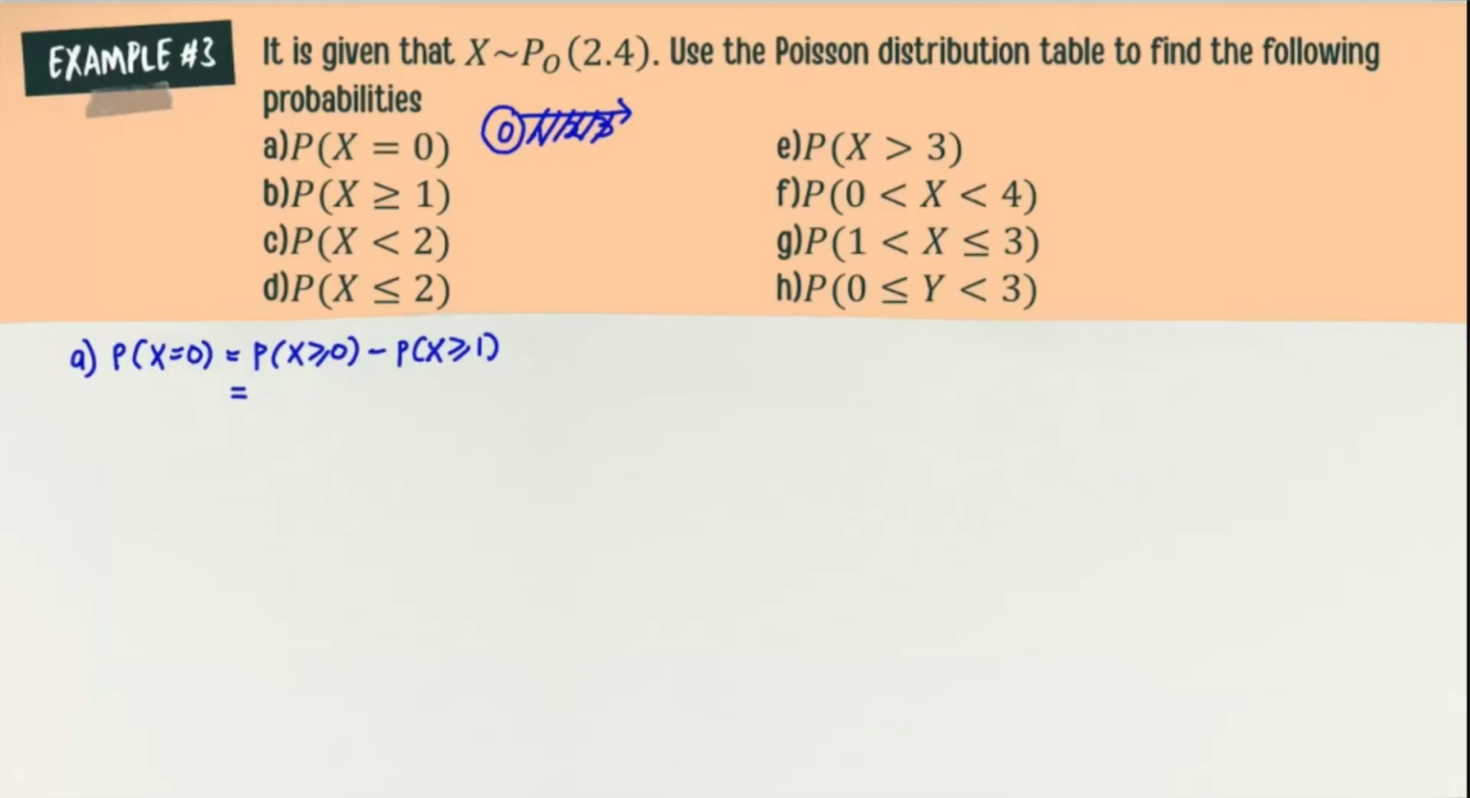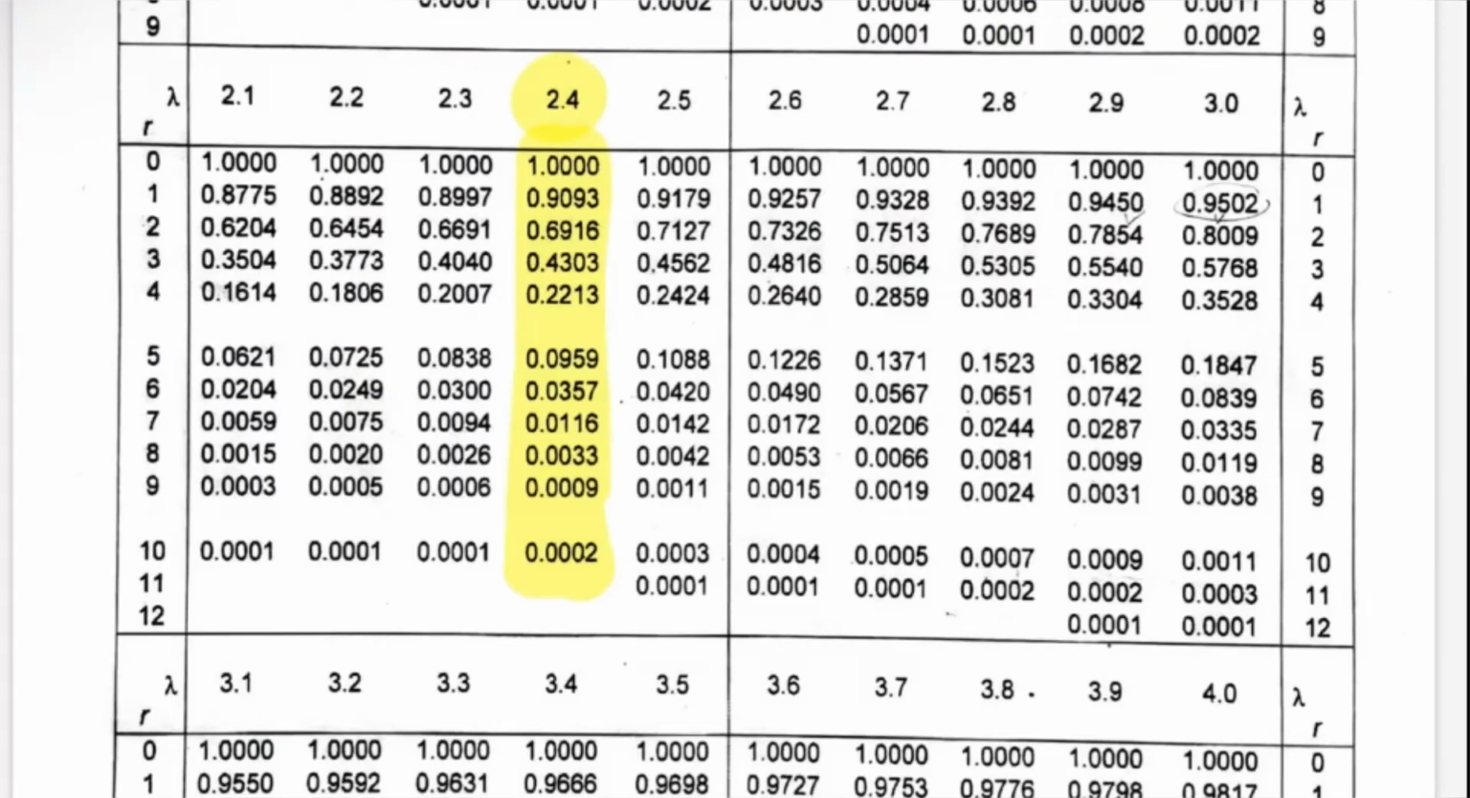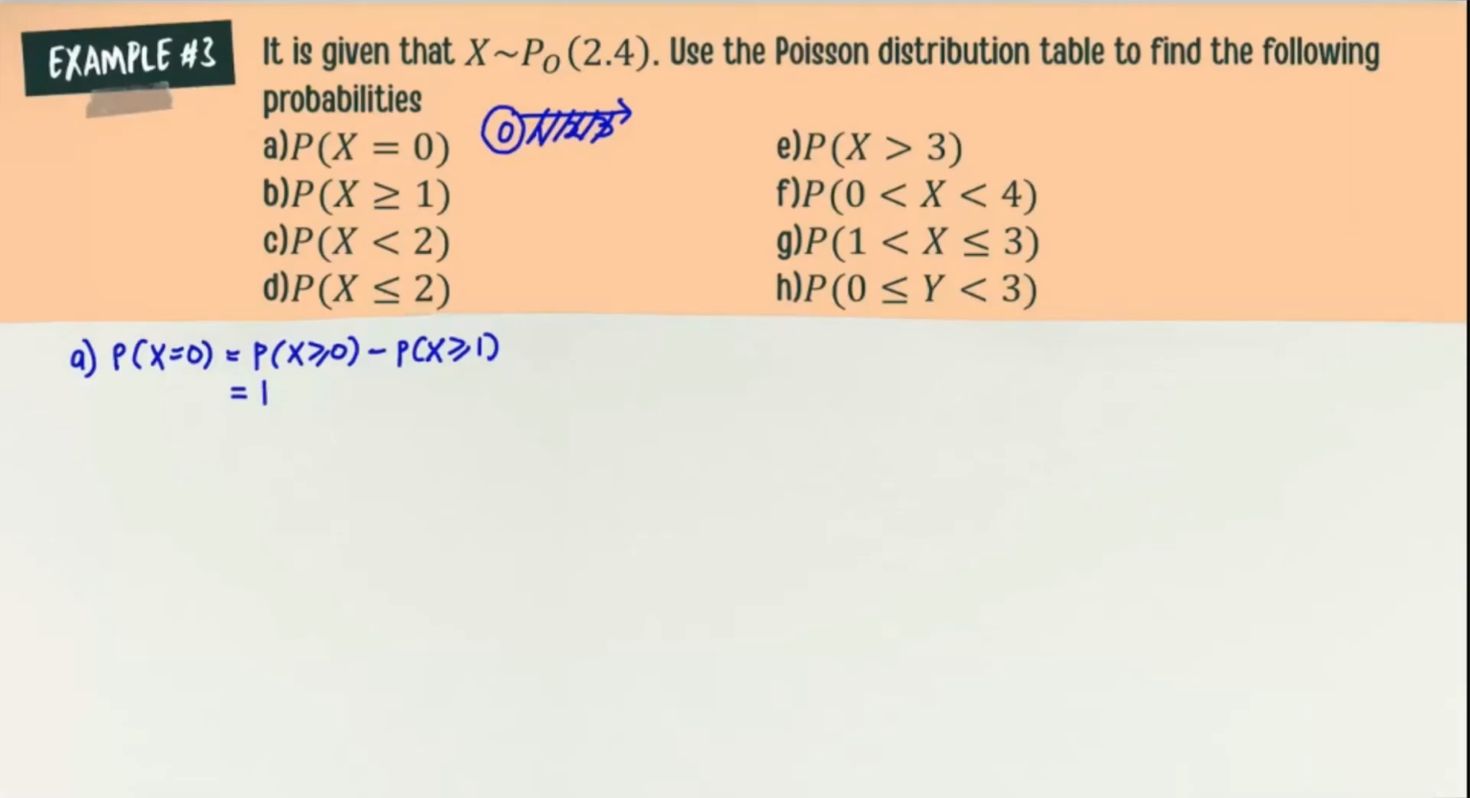So ini kalau nak guna table kan. So our Poisson table will be 1 minus 0.9093. So dapat jawapan berapa? 0.0907. Okay, so ini adalah jawapan yang pertama, soalan A.